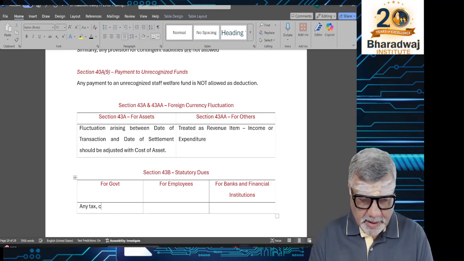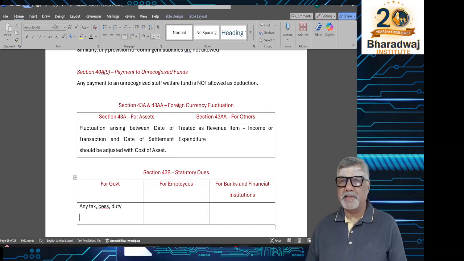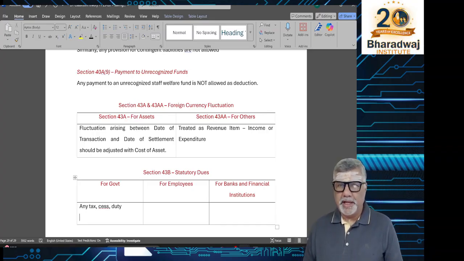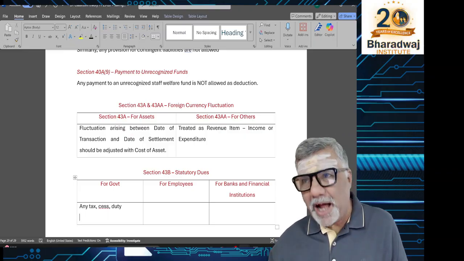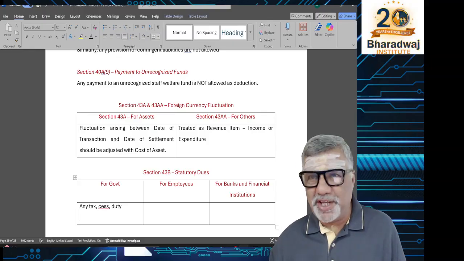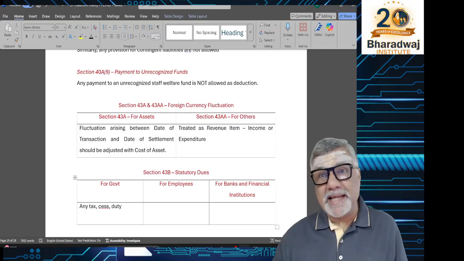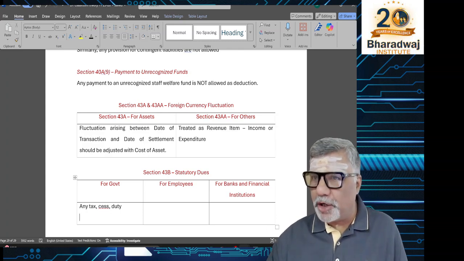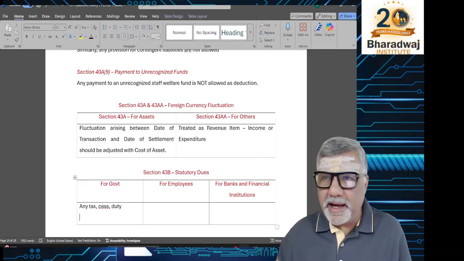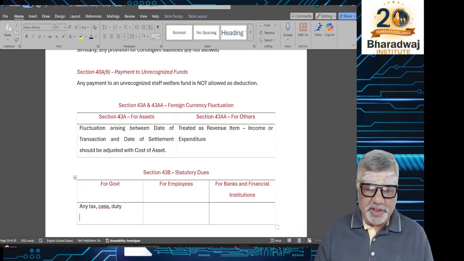Any tax, cess, duty. We are not covering income tax here because income tax is anyhow disallowed. We are only covering other than income tax, such as customs duty and GST. If I am holding a house property as a business asset, municipal taxes will be covered here. If it is held as residential or let-out property, it will be covered in income from house property. Here, it is municipal taxes of my office building. Like that, any tax, cess, duty.